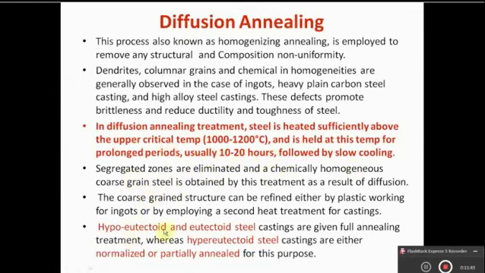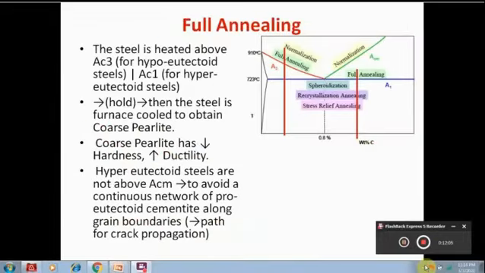In case of hypo-eutectoid and eutectoid steels, castings are given full annealing treatment, whereas hyper-eutectoid steels castings are either normalized or partially annealed for their purpose. Then in case of full annealing, the steels are heated above A3 temperature for hypo-eutectoid steels and above A1 temperature in case of hyper-eutectoid steels.